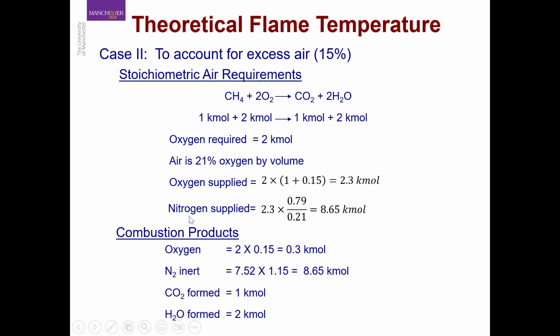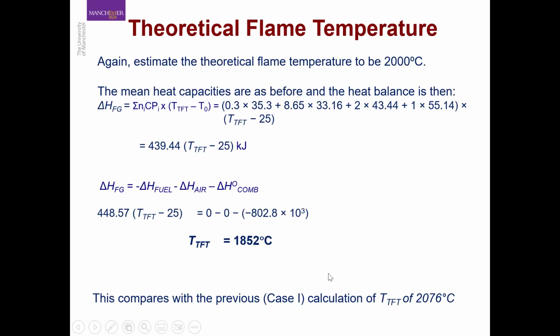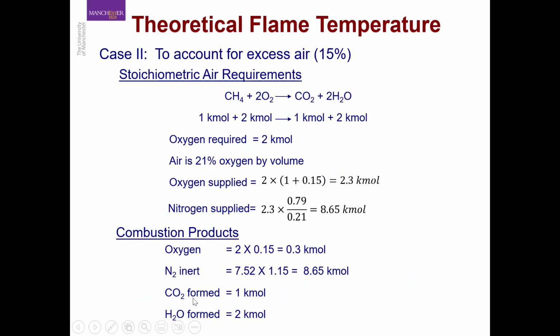Similarly, we can calculate the amount of nitrogen supplied. That will be now 2.3 times the fraction of 0.79 over 0.21, and that should give us 8.6465 kilomoles of nitrogen. Okay, so because of this 15% extra air, we have extra amount of oxygen and nitrogen. So what will be in our combustion product or in our flue gases? We have now remaining oxygen that is 0.3 kilomole. We have the nitrogen that is 8.6 kilomole, and then we have our CO2 that is 1 kilomole and water that is 2 kilomole.